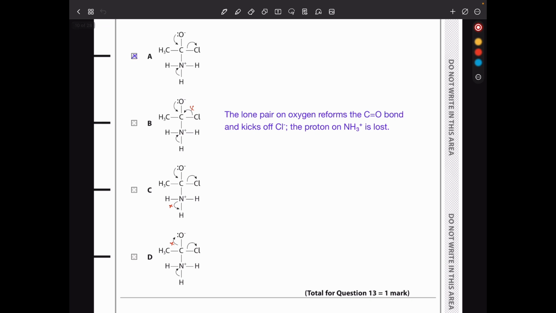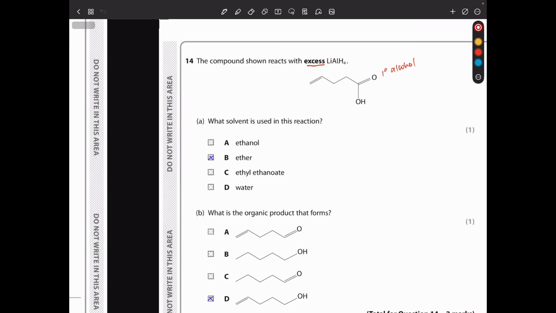The others are all wrong. For example, this Cl has to leave, this is out. In this case here, let's see, this one has to return the electrons from the bond, so that is out. And here the electrons are moving towards the bond, that is also wrong.